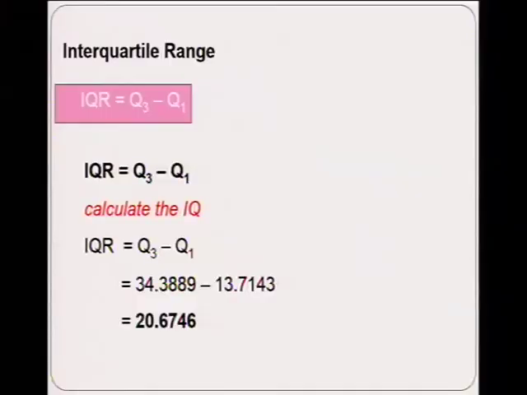Now, I want us to see how we calculate the quartile range. The quartile range is simply calculated by Q3 minus Q1. From our calculations, we got our Q3 as 34.388, less 13.741. So we just subtract this, and then we get our quartile range.